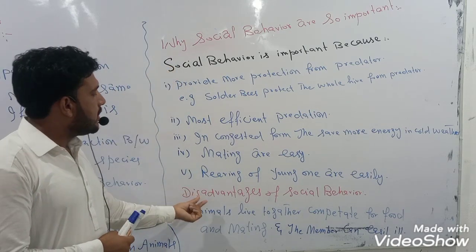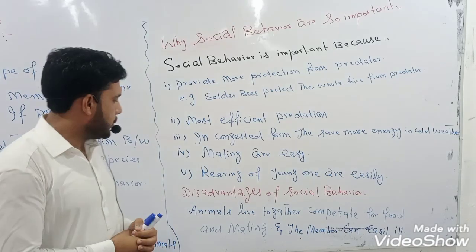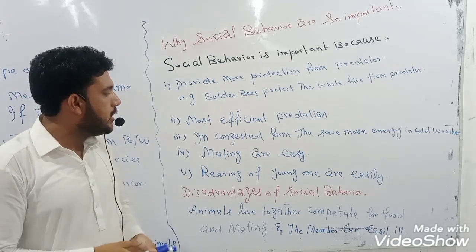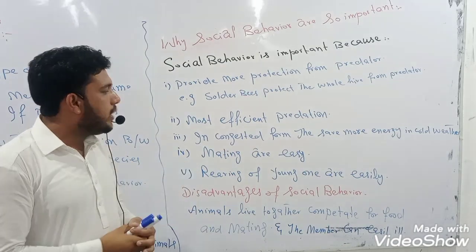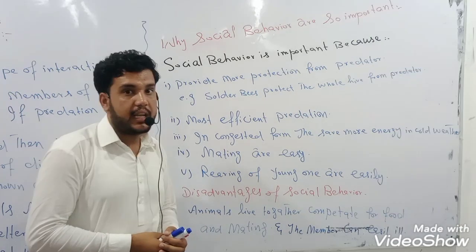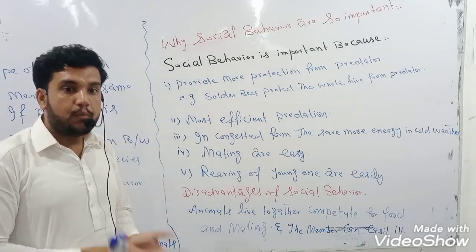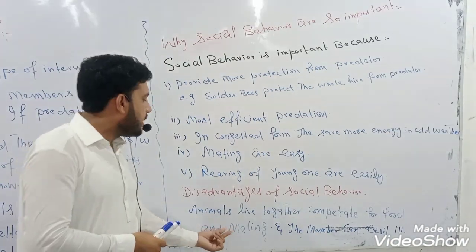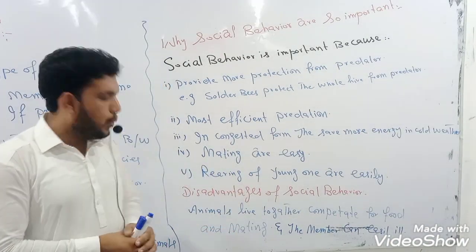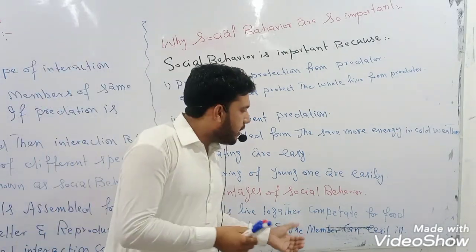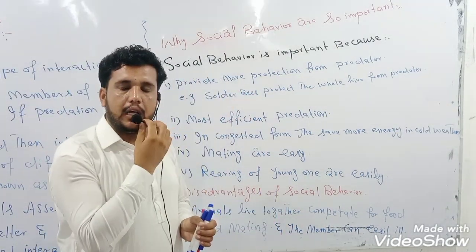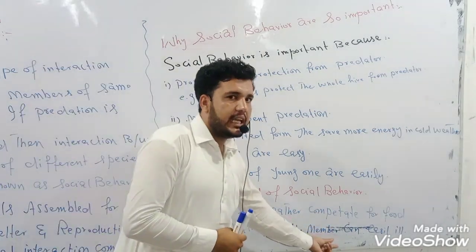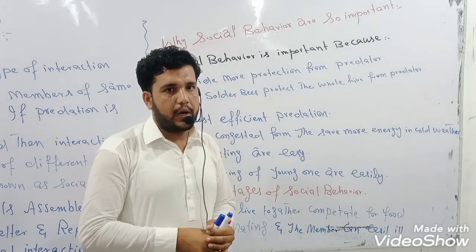Besides these importances, there are some disadvantages also. Animals living together compete and quarrel with each other for food and mating. They try to get more and more food and easily mate with a partner. For these purposes, they compete with each other. Also, when a large family or members of different species live together, diseases can easily spread due to the congested environment.